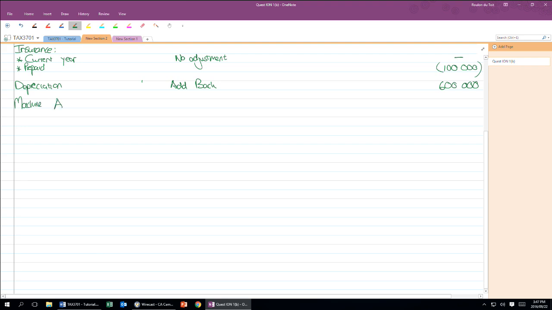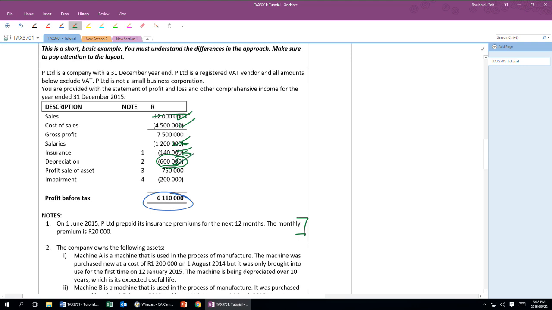Okay, so we have machine A, machine B, machine C, and truck D. Machine A was 480,000 rands, that was section 12C. Machine B was also section 12C, but it was 130,000 rands. Machine C was the wear and tear, the fingerprint scanner. And truck D was also the wear and tear of 151,000 rands. Right, so that's the depreciation.